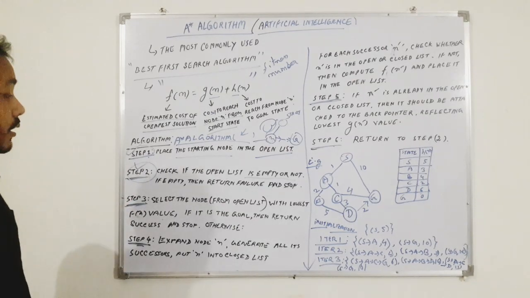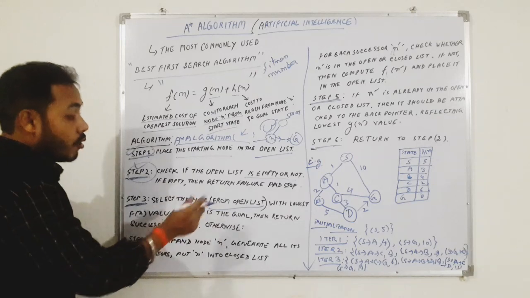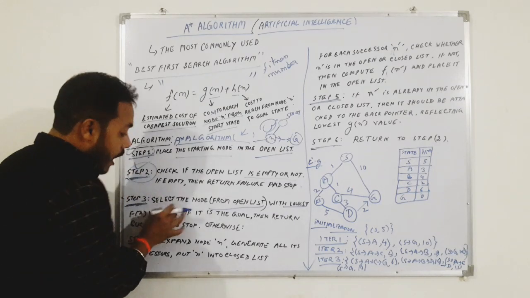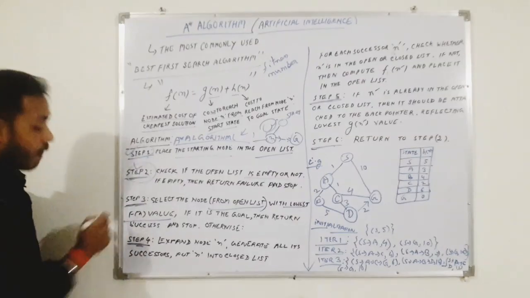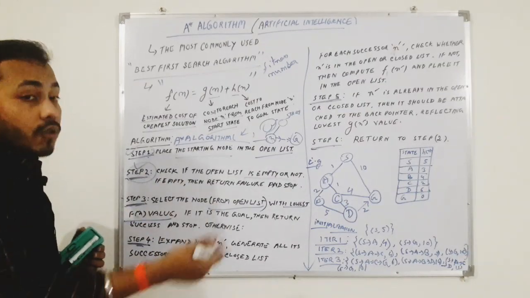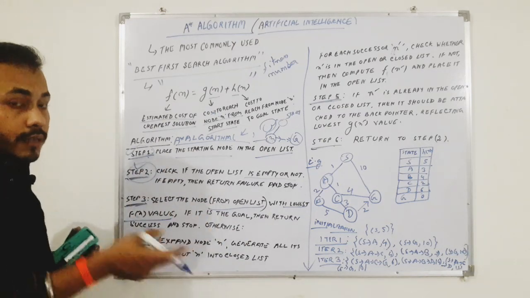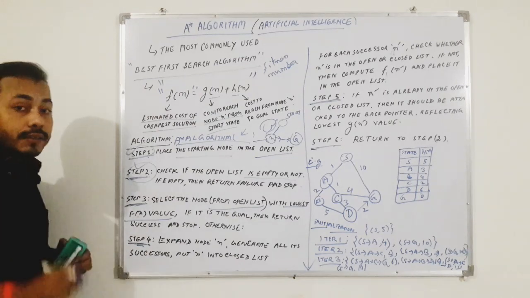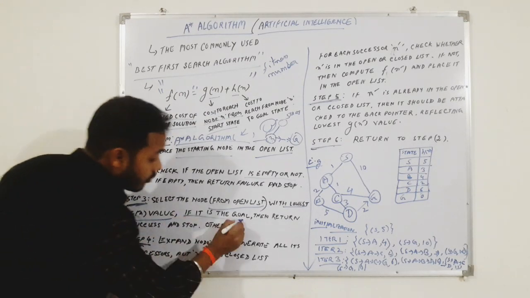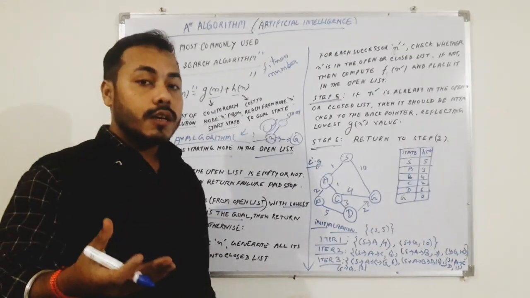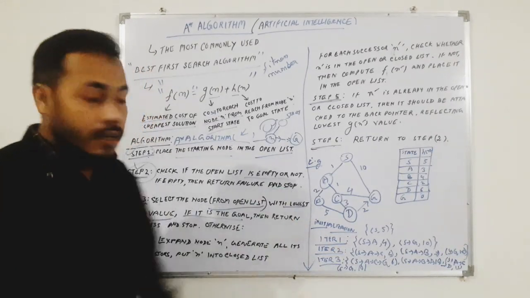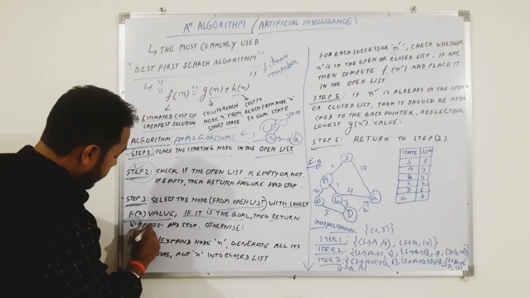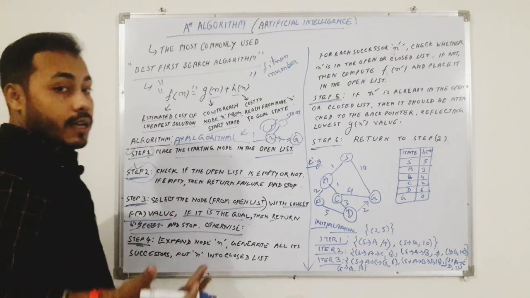Then step 3: select the node from the open list with the lowest f(n) value. I am underlining some words, and those are the important words here. We may have more than one node in the open list. If there is more than one, we'll select only that node which has the lowest value for f(n). If the node we have selected is itself the goal node, then of course our search is a success, isn't it? So if this is the goal node, then return success and stop. We got the goal node and we'll stop.